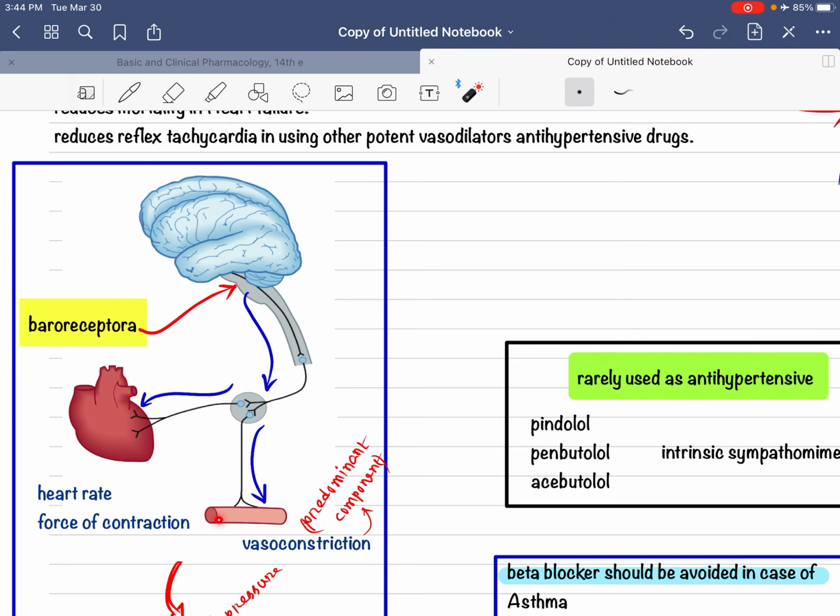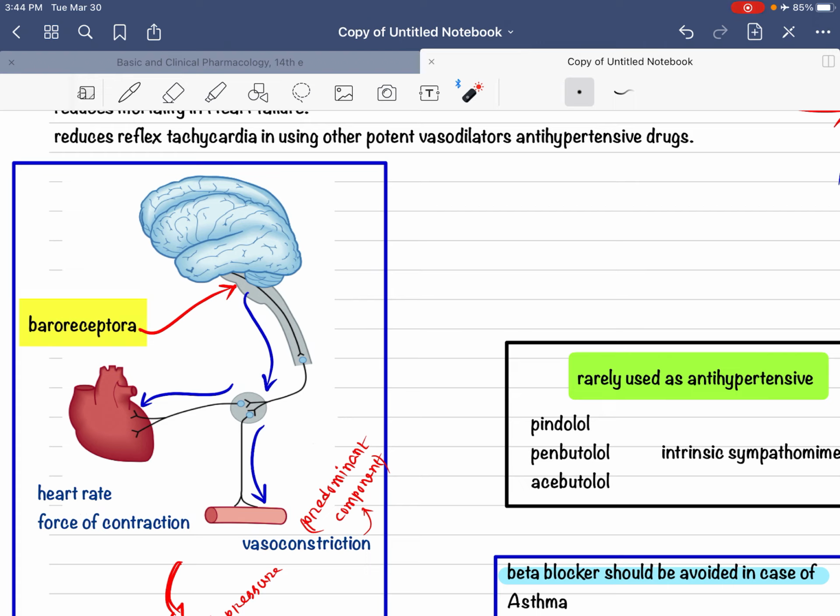And one important and interesting thing is that, between the heart and blood vessels, the blood vessel component is the predominant component for increasing the blood pressure. So with a beta blocker drug, we are just blocking the heart's beta 1 receptor. And your blood vessels are patent. No alpha receptor is blocked by beta blocker.